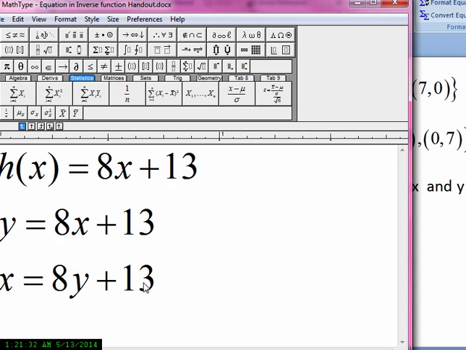So the first thing I need to do is get rid of the constant term, positive 13. So I'm going to subtract 13 from both sides, and I'll have x minus 13 is equal to 8y.